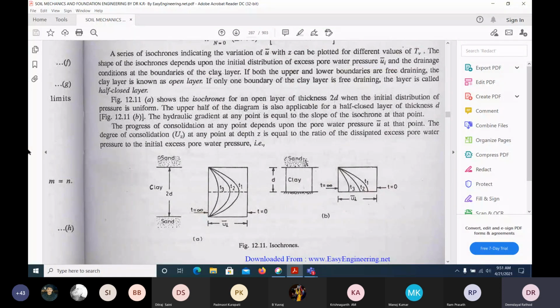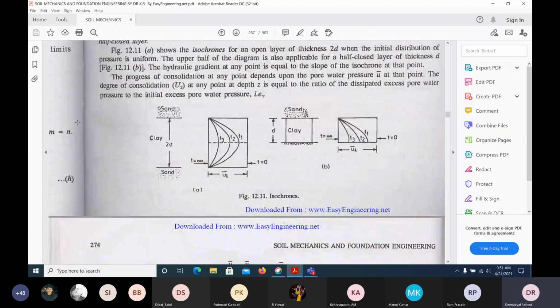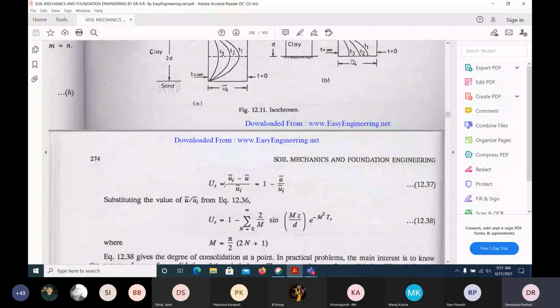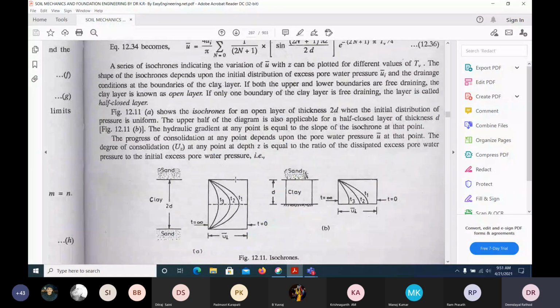So there are two, three terms that are more important in this basic differential equation. One is the coefficient of consolidation. Second one is Tv, the time factor. And third one is Uz, the degree of consolidation. That means how much percentage of consolidation takes place. It depends on the initial minus final divided by initial. That will give you the degree of consolidation. That's what is given.